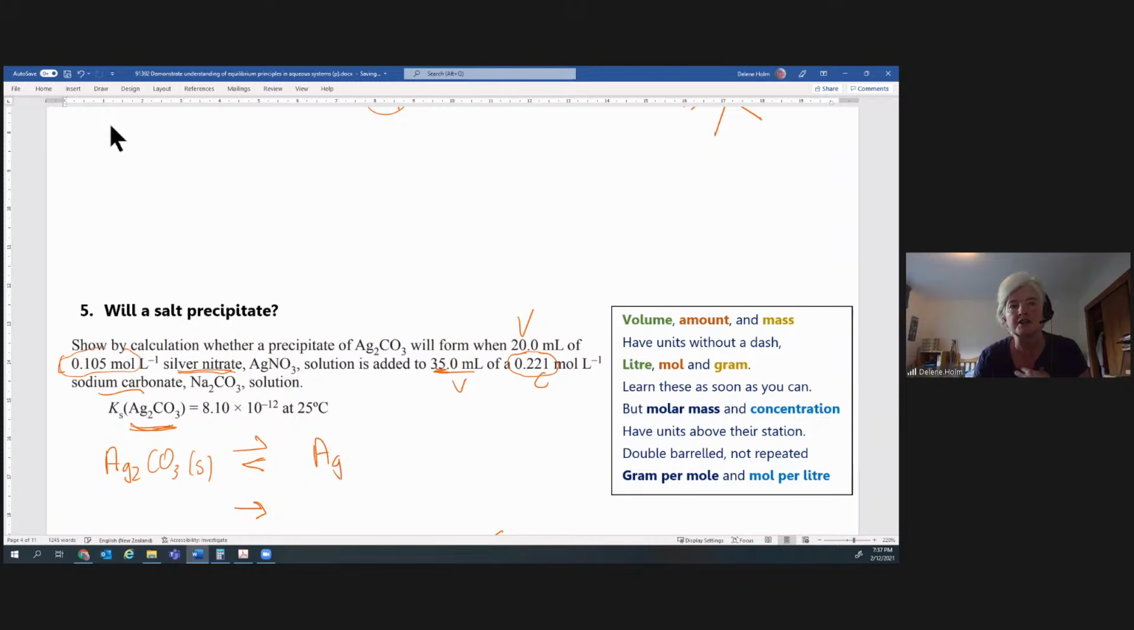So here I would write Ag plus, and I need 2 of them. So you'd write aqueous plus CO3 2 minus aqueous. Yep. Thank you for that. I was rushing a bit.